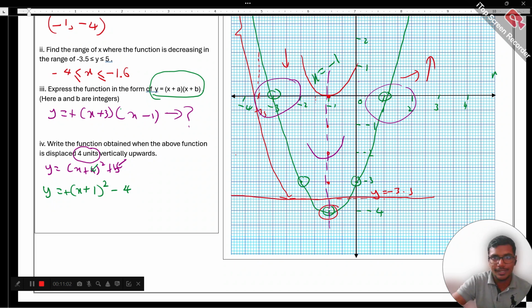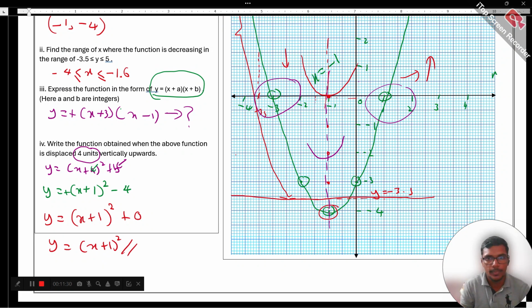So we can take it from the equation even. What will happen? y equals, axis of symmetry won't change. It will remain as -1. But the minimum value will change. Minimum value earlier was -4. Now the minimum value will be 0, plus 0. No need to write plus 0. (x + 1)². That will be the new equation.